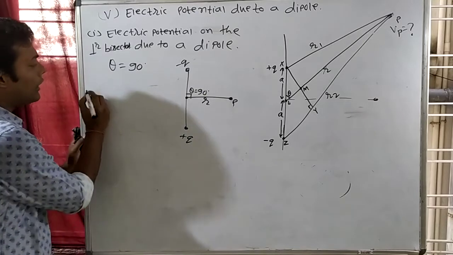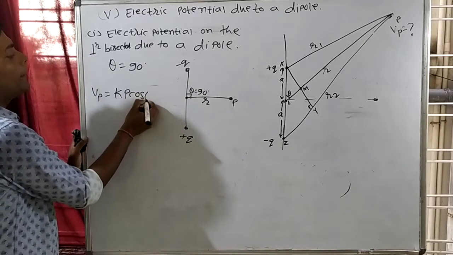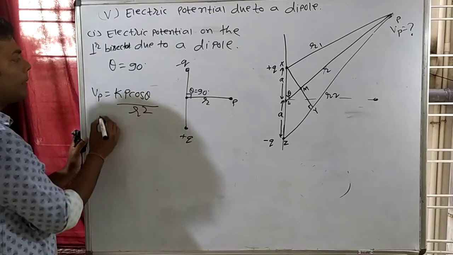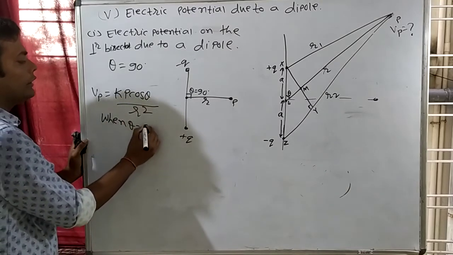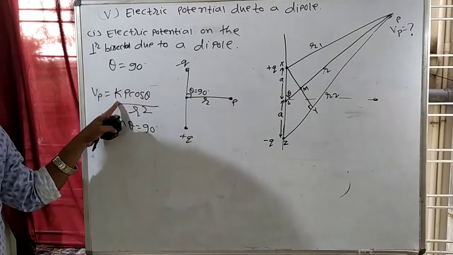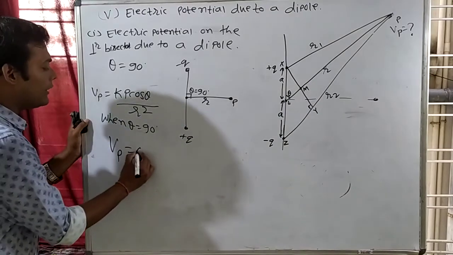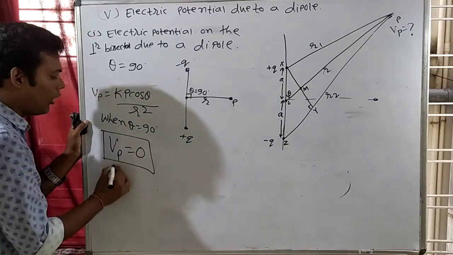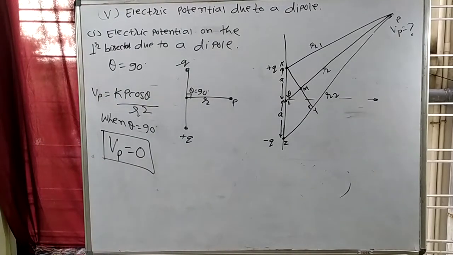What is the general formula of potential due to a dipole? Vp is equal to Kp cos theta by r square. When theta is 90, cos 90 is 0, and 0 multiplied by anything is 0. So Vp will become 0. That means the potential on the perpendicular bisector will be equal to 0.